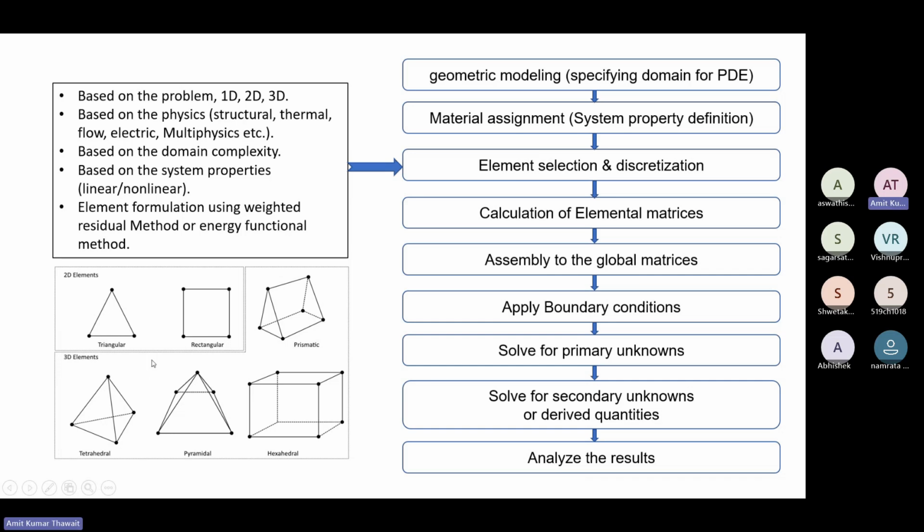So here, on the left side, we can see different types of elements. When we are solving a 2D problem, then the major elements are triangular and rectangular. 1D elements are also there, like beam element, bar element. Those are used to solve the one-dimensional problem. And here these are three-dimensional elements like tetrahedral, pyramidal, hexahedral, prismatic, like that.